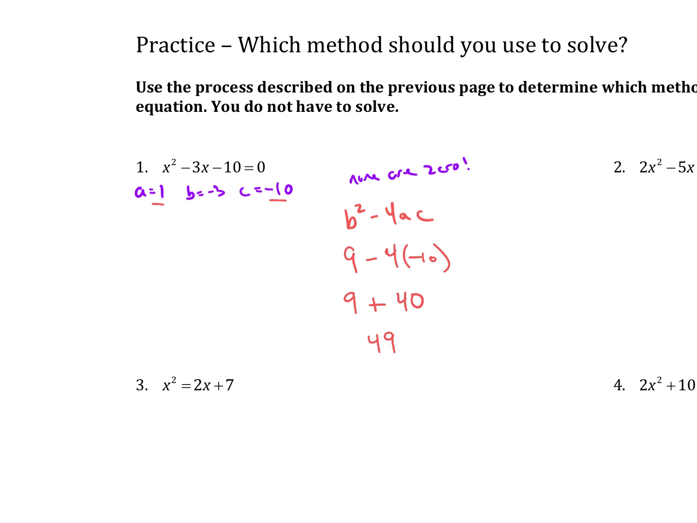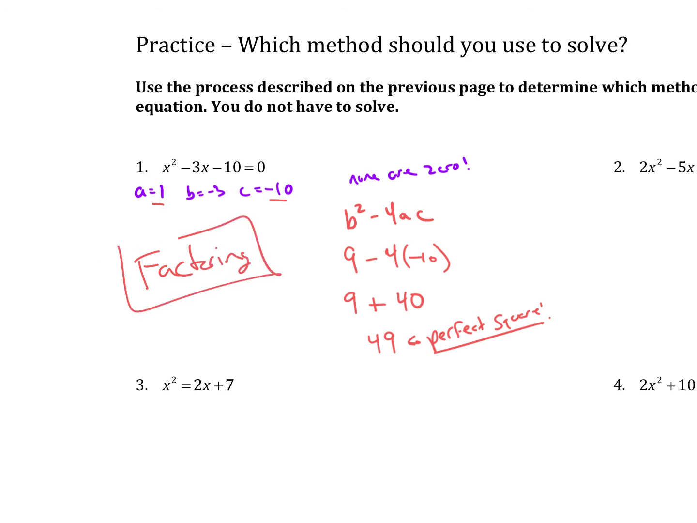See how this is a perfect square? When it's a perfect square, that means factoring is a great way to solve this. Factoring is something we were working on all last chapter. That means this quadratic will factor.